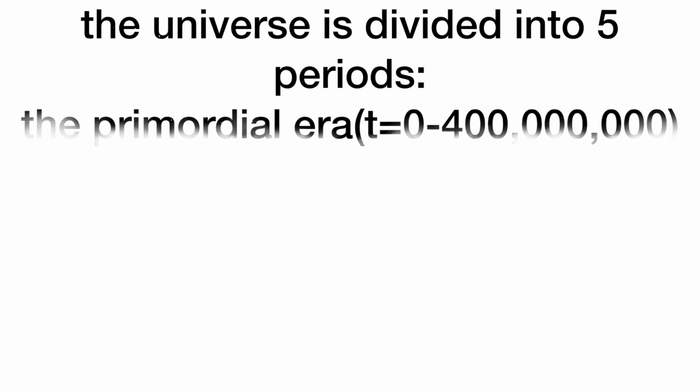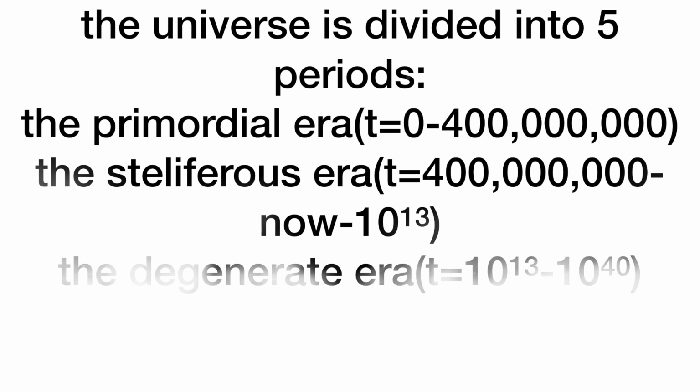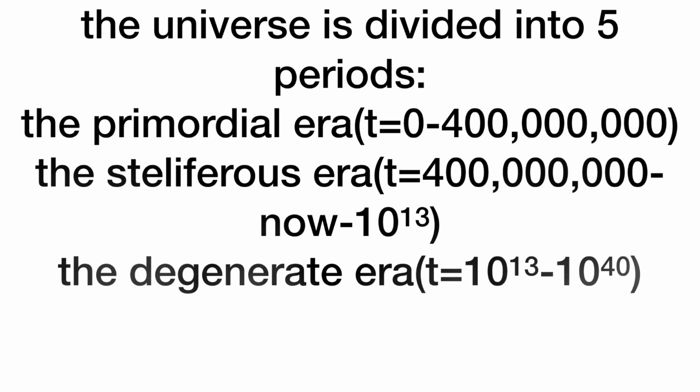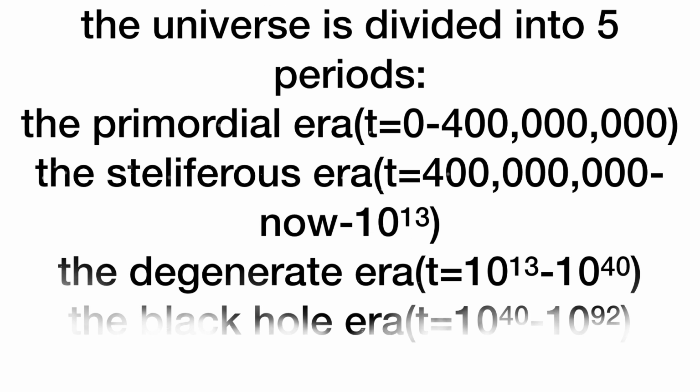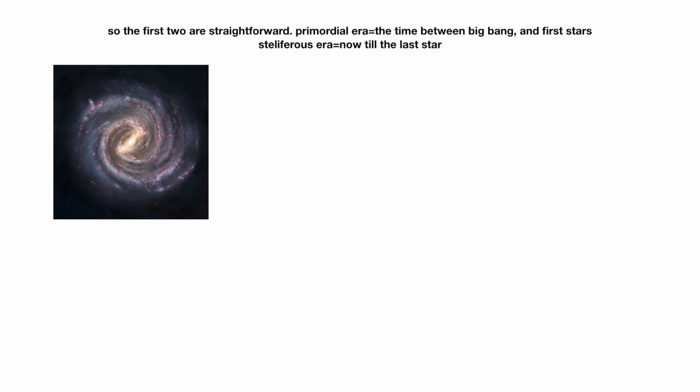Okay, so the universe is divided into 5 main periods. The primordial era from t equals 0 to 400 million. The stelliferous era, so t equals 400 million to now to 10 to the 13th. We live in the stelliferous era. The degenerate era, t equals 10 to the 13th to 10 to the 40th. The black hole era, from t equals 10 to the 40th to 10 to the 92nd, and the dark era, t equals 10 to the 92nd to infinity.